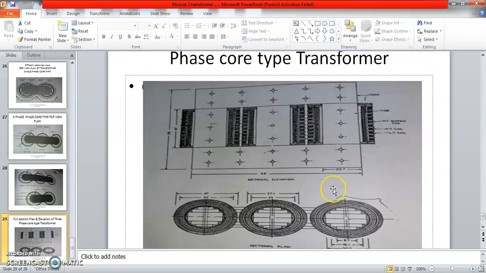It may look complex, but while doing this, whatever the transformer, it will take hardly 20 minutes to complete as compared to winding and all, single line diagram and all. It may look complex, but while doing AutoCAD, you will come to know easily.